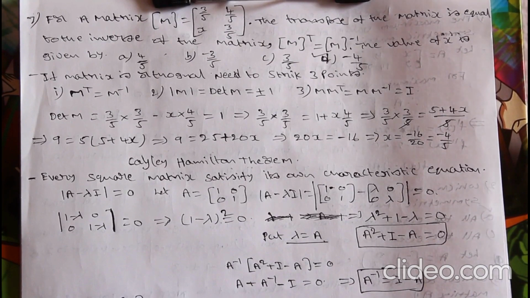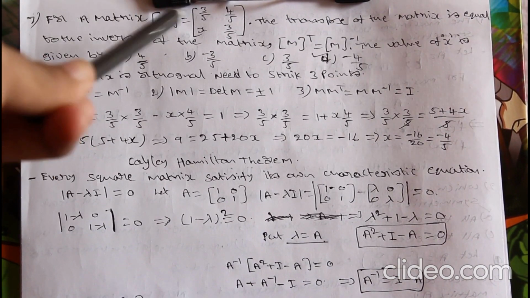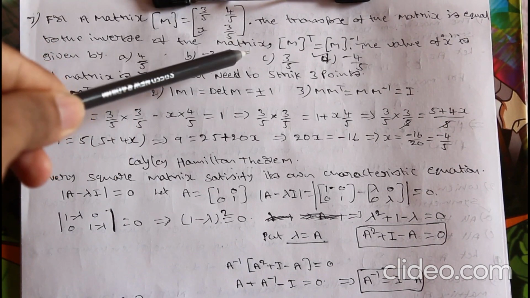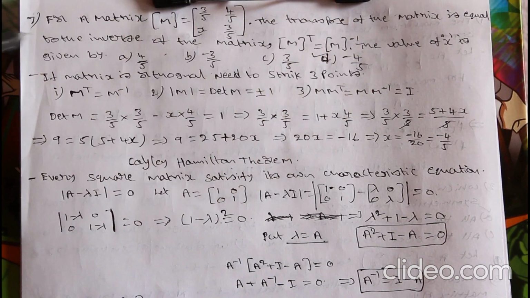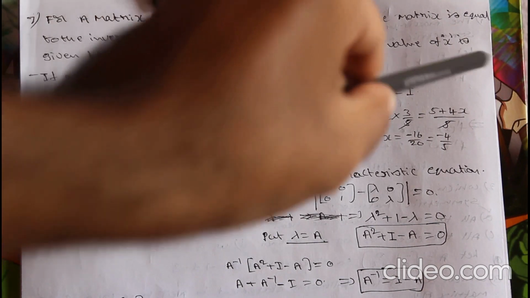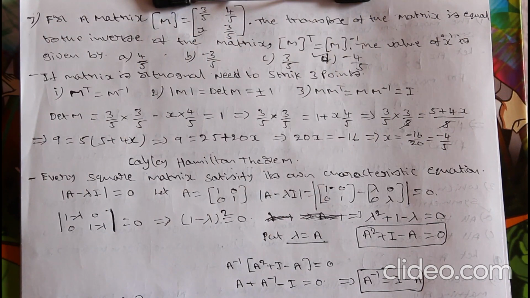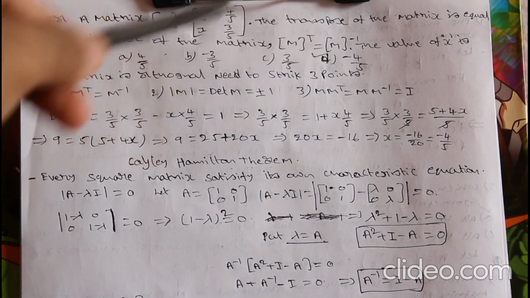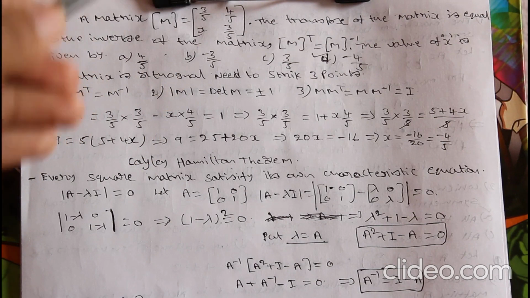Now look at question number 7. For a matrix M, a 2 by 2 matrix is given with elements 3/5, 4/5, x, 3/5. The transpose of the matrix is equal to the inverse of the matrix, that is M transpose is equal to M inverse. The value of x is given by. So in the question it is mentioned that M transpose is equal to M inverse. That means the matrix is an orthogonal matrix.